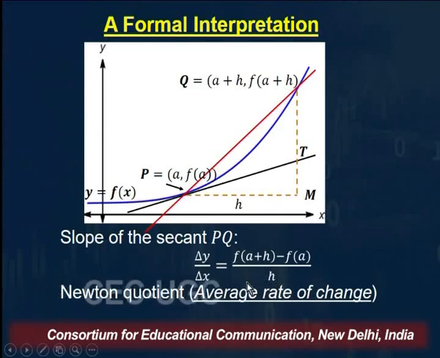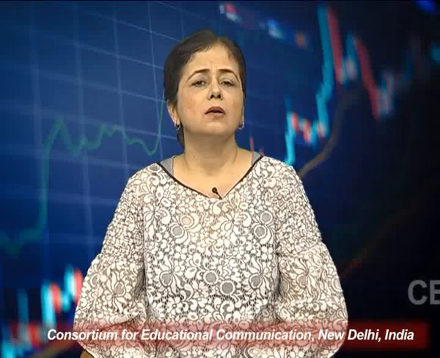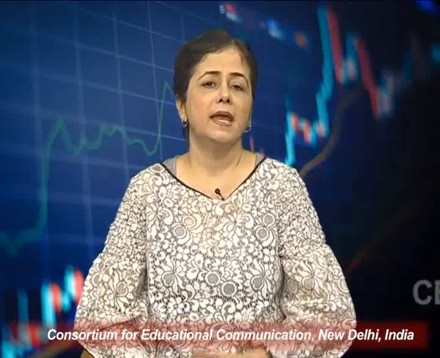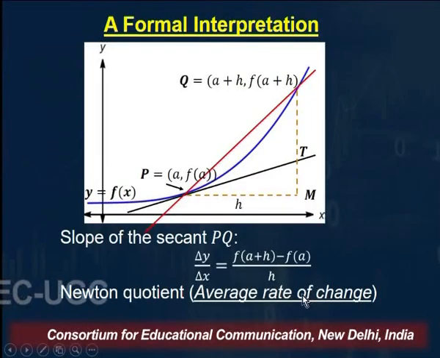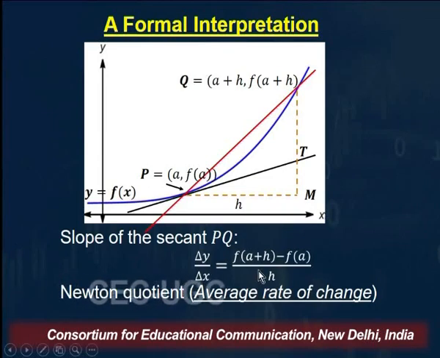So change in y upon change in x is f of a plus h minus f of a divided by h, okay? This is the slope of the secant PQ, which we also call the Newton quotient or the difference quotient or the average rate of change. So for example, if I want to understand the rate at which y changes as x changes from a to a plus h, then the average rate of change, because if you want to look at the variation in y over a lot of values over which x changes, is given by f of a plus h minus f of a divided by h.